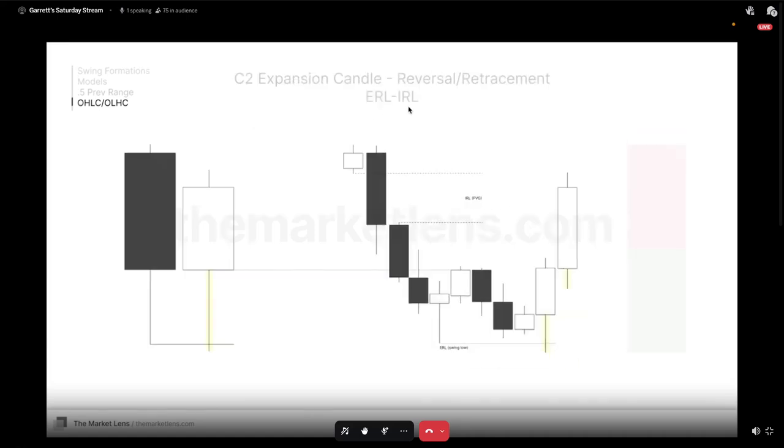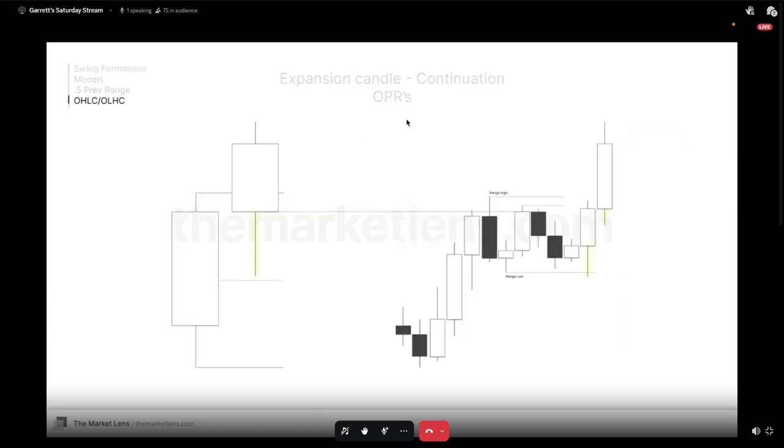If you think about what we're actually doing here, we're reversing the daily candle's highs and lows from models. So internal range to external range to internal range, and order pairing ranges, or some sort of manipulation. So this is what it would look like, right?